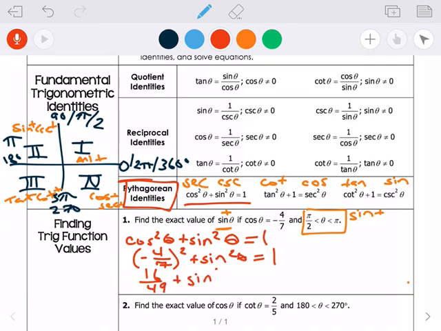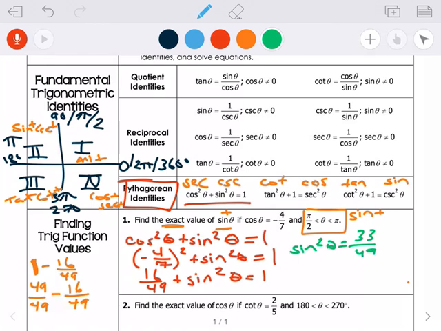So 16/49 plus sine squared of theta equals 1. In order to continue solving for sine squared, I want to isolate sine by subtracting 16/49. So I'm going to be doing 1 minus 16/49, and I want that in fraction form because I want exact values. 1 whole is 49/49. So 49 minus 16 is going to be 33, and I end up with sine squared of theta equals 33/49.